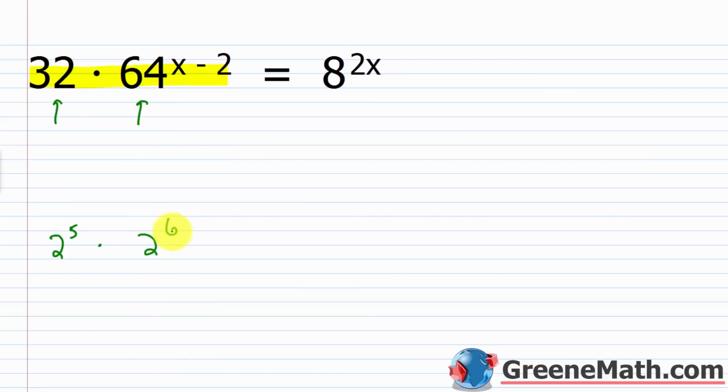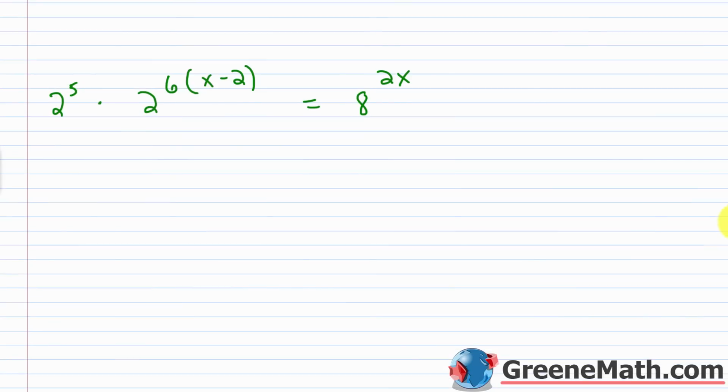Now, this 2 to the 6th power, we have an exponent on that of x minus 2. So 6, this exponent would multiply the quantity x minus 2. Okay, then this equals 8 to the power of 2x. But again, we'll deal with this right side in a minute. So on the left side, I would simplify this.